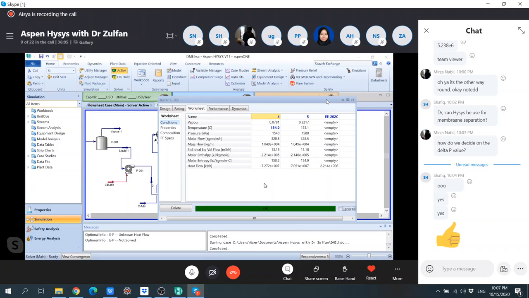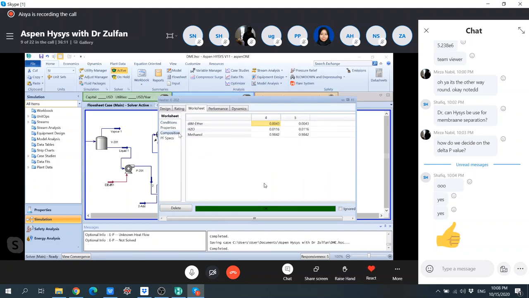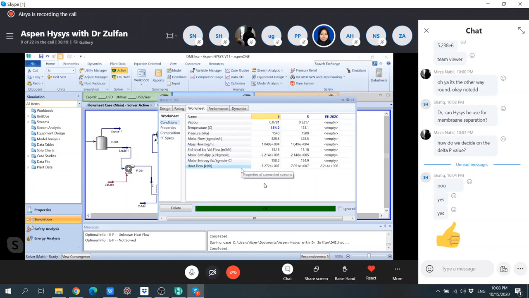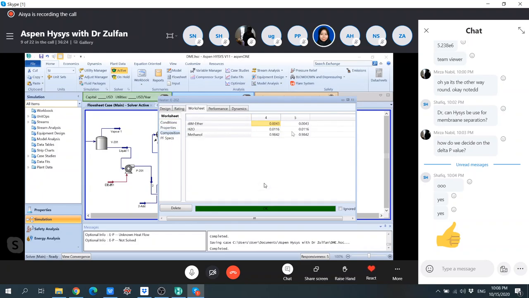How we check it is that we need to go back to the compositions of this stream and see what the compositions is, and then we compare it to the experimental value to see where this temperature should be. Yeah, so this is basically... show it again, composition. Should be pure or high purity of methanol, right? Yeah, so high purity of methanol with some water and BME.